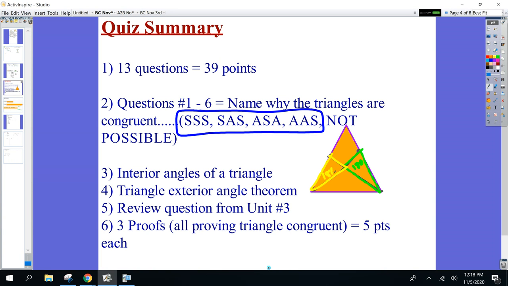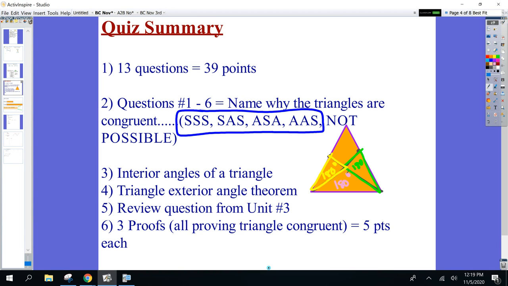Still contains 180 degrees. As long as it's got three sides, it's 180 degrees. So that's what I'm talking about with interior angles of a triangle. Be ready for a crazy looking diagram, and you have to solve for X or maybe one of the angles inside.